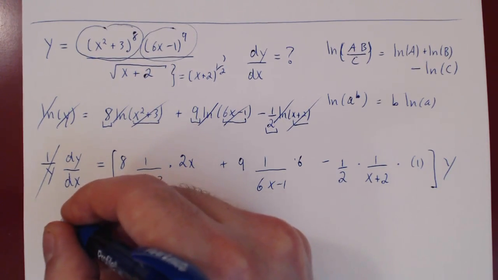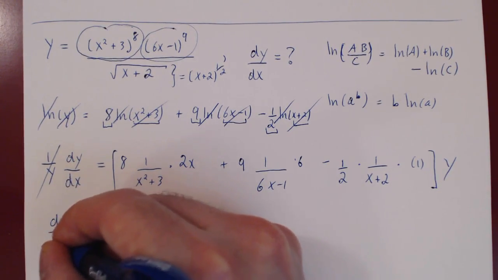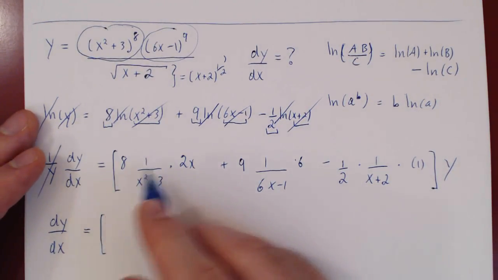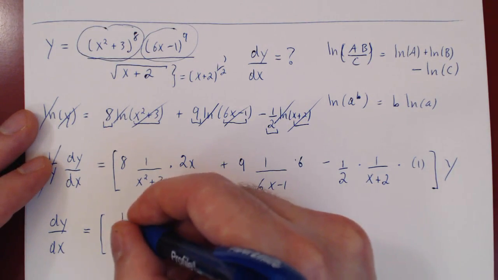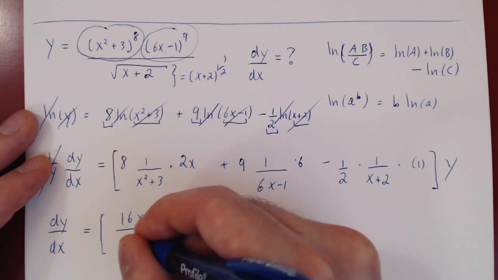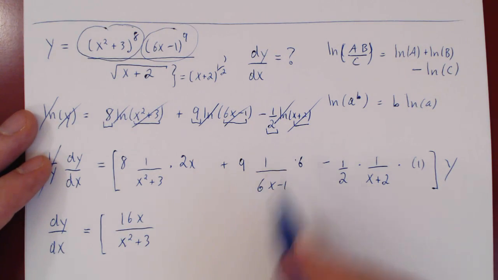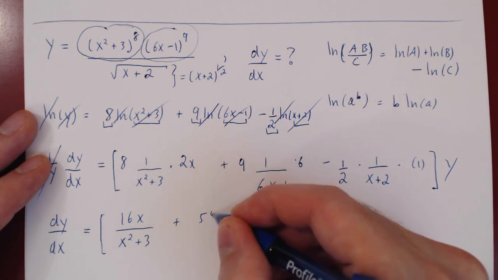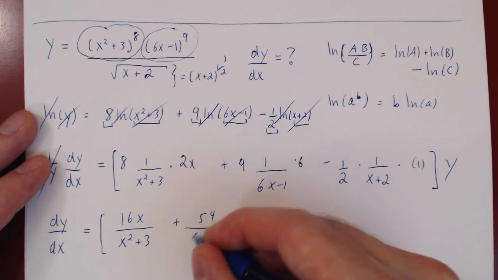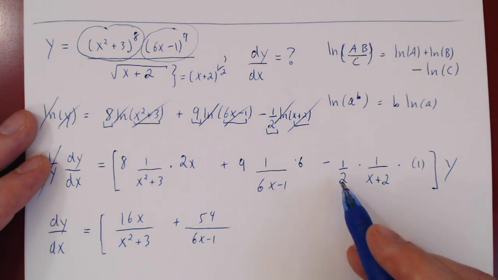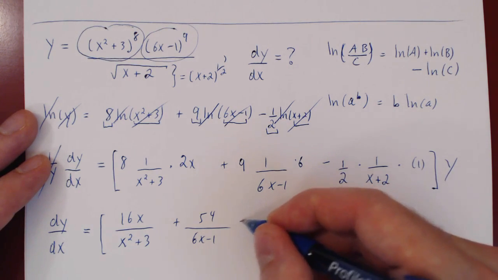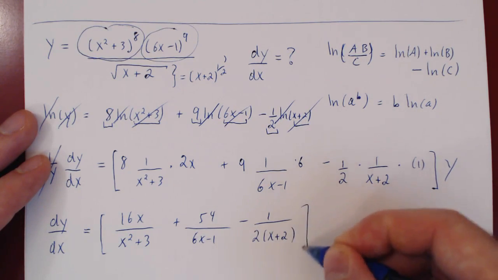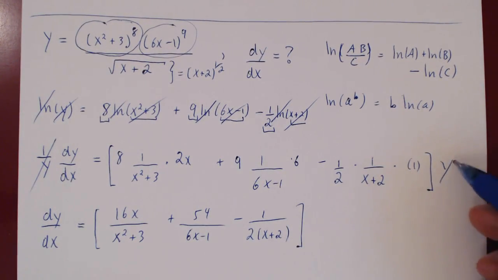and now we can write our final answer by cleaning up these fractions a little bit. So the derivative, dy over dx, the derivative of this function happens to be 8 times 2x, that's 16x, so 16x over x squared plus 3, plus 9 times 6 is 54, so plus 54 over 6x minus 1, minus 1 on top, so minus 1, over 2 times x plus 2. And don't forget the leftover y.